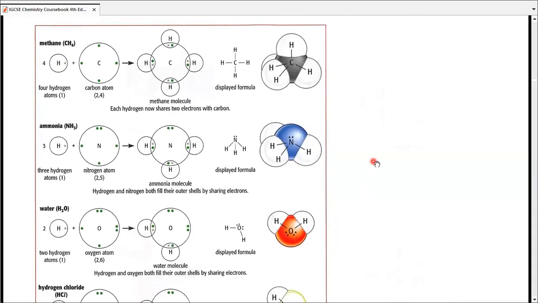Okay, so now we are talking about simple molecules, but ones that are made up of different atoms. We're going to start off with methane. The diagrams are pretty easy. They have drawn one atom of hydrogen. They have written a 4 behind it to make sure that you understand there are 4 atoms of hydrogen in total, and 1 atom of carbon.